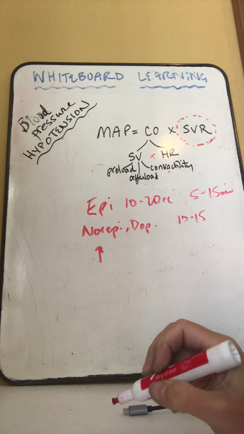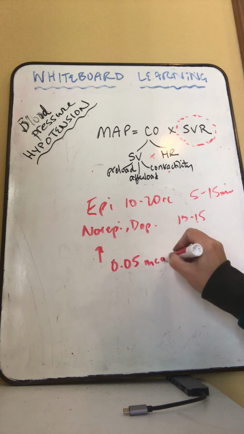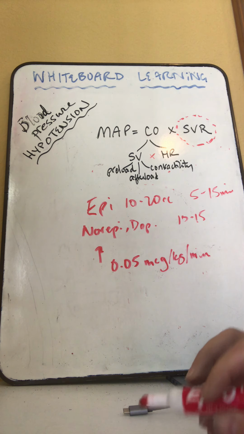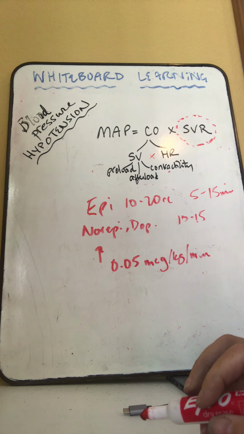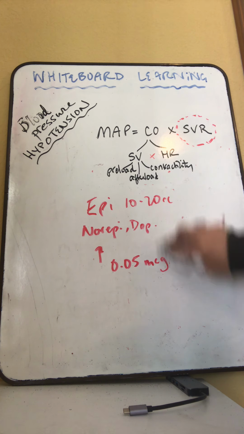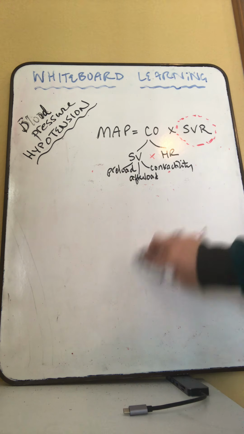And so if I start norepi at 0.05 micrograms per kilo per minute, I will double that if I'm not seeing the effect I want. And I will be pretty aggressive about it. And why are we aggressive about these sorts of things? Well, hypotension can lead to organ death. And that's what we're most worried about.